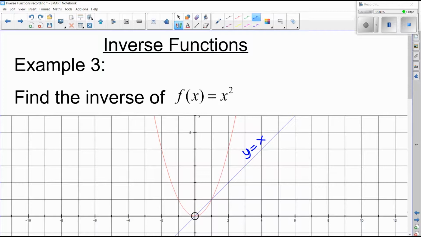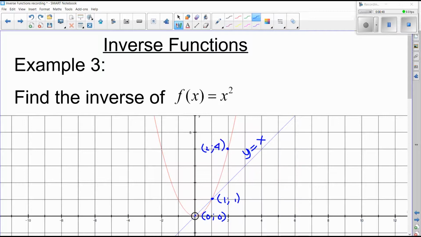The first point I'm going to write down the coordinates of is the turning point, and the parabola turns at x equals 0 and y equals 0. I can also identify another nice point: when x is 1, y is 1. My third point is when x is 2, y is positive 4.